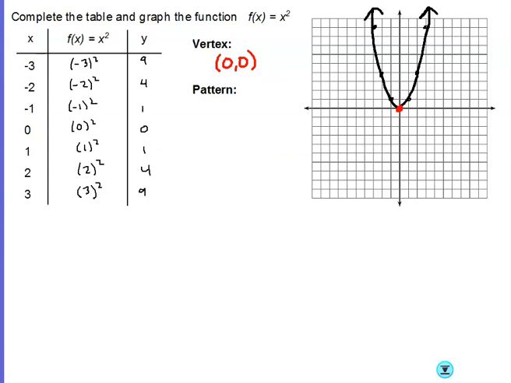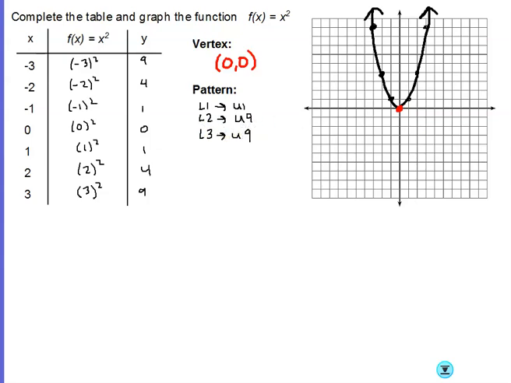And from here, we are going to be able to establish a pattern. From the vertex, if I go left 1, I'm going to be going up 1 to get to that first point on my graph. Starting at the vertex, if I go left 2, I'm going up 1, 2, 3, 4, to get to that next point on my graph. So left 2, I go up 4. Back to the vertex, if I go left 1, 2, 3, I would go up 9 to get to the next point on my graph. So left 3, up 9.